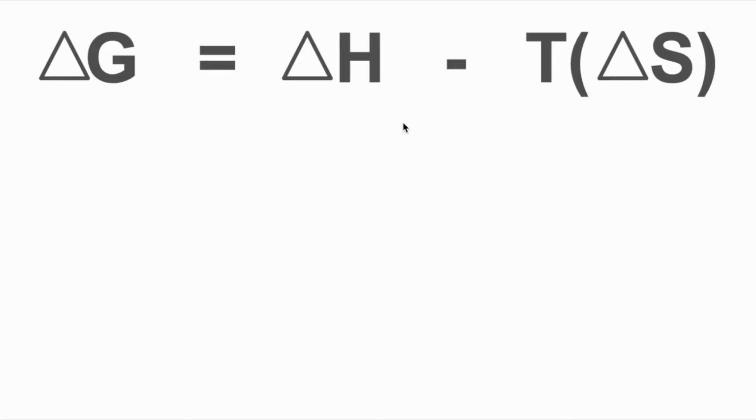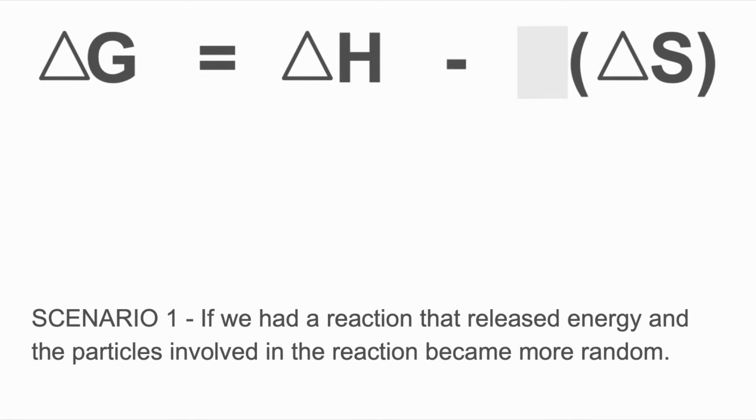Let's play around with this equation, and at least for right now, let's just ignore the T, the temperature. Let's just work with these two concepts that we've just talked about, the change in enthalpy and the change in entropy. And let's talk about this in terms of a scenario. So here we have scenario 1. If we had a reaction or some sort of process that released energy and the particles involved in the reaction became more random at the end of it, could we determine whether or not this reaction is spontaneous based on Gibbs free energy?